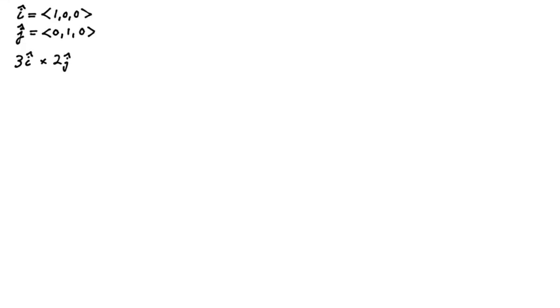Let's calculate some cross products geometrically. And a great place to start are with these basic unit vectors i, j, and k. Recall i hat is (1, 0, 0), j hat is (0, 1, 0). And I would like to calculate the cross product of 3i cross 2j. And we're going to do this purely geometrically.